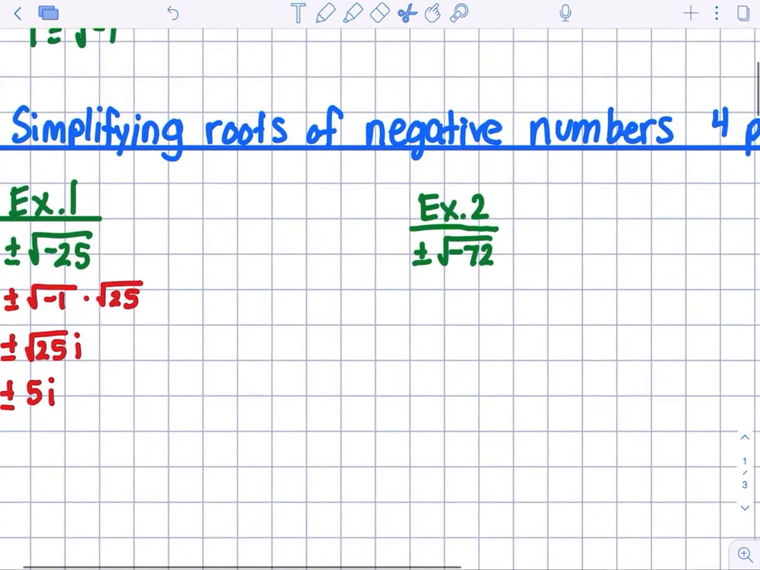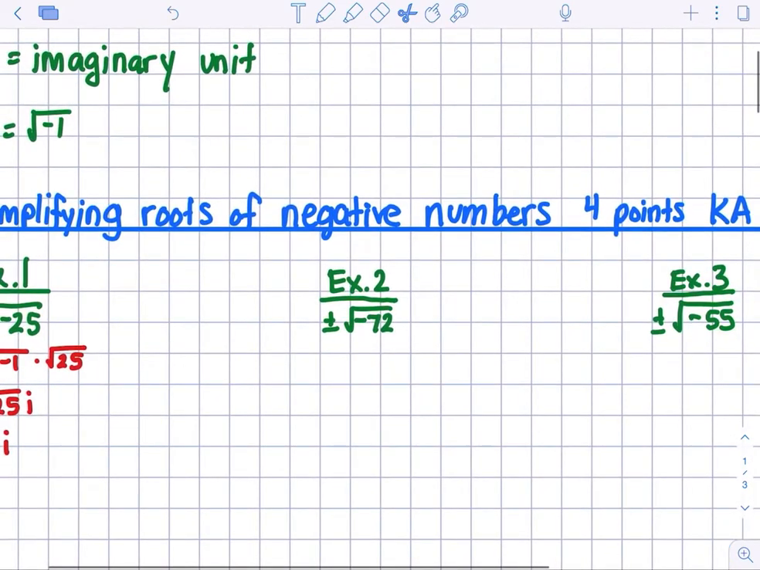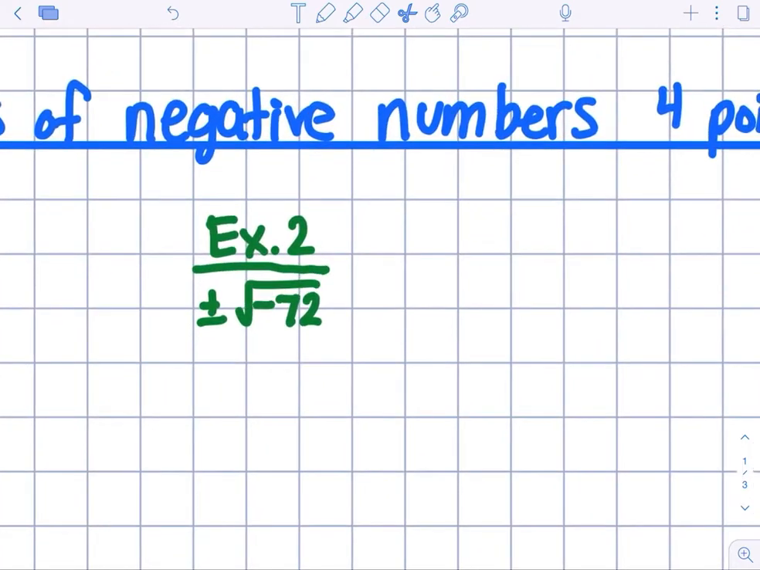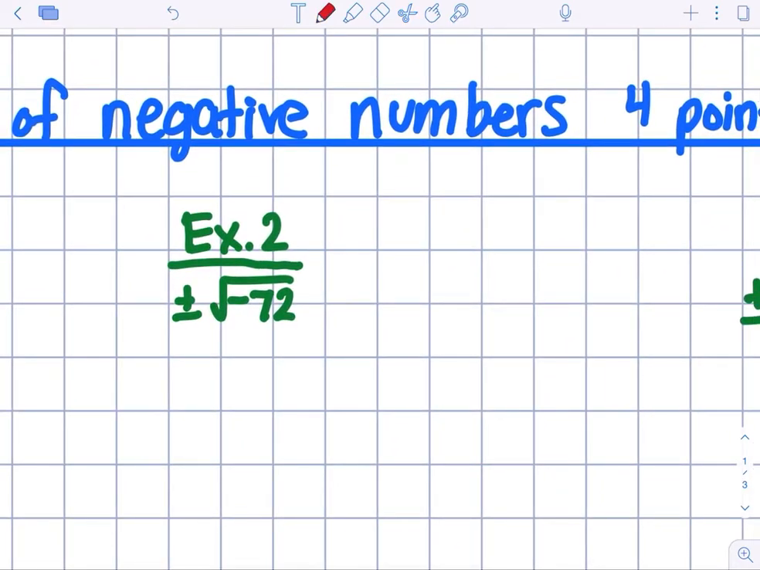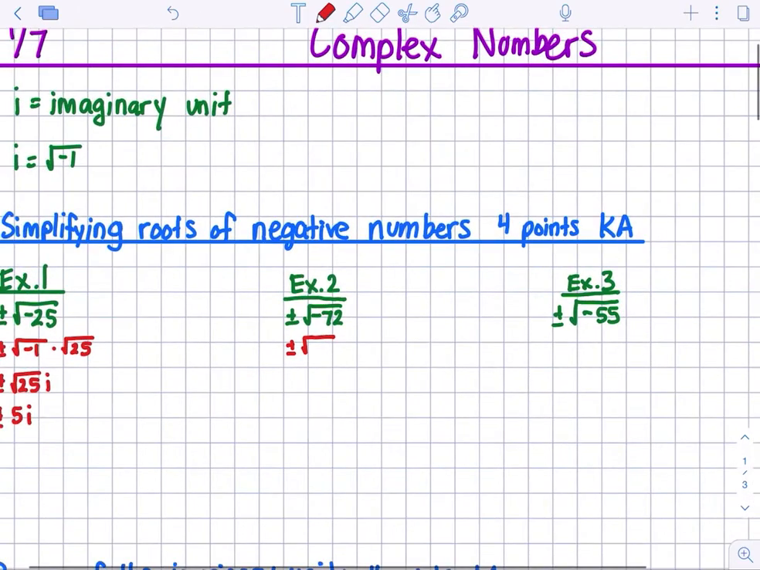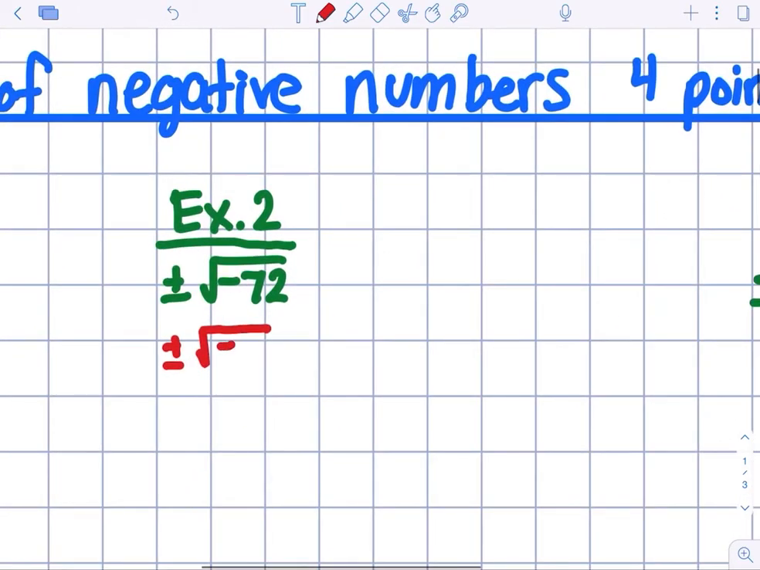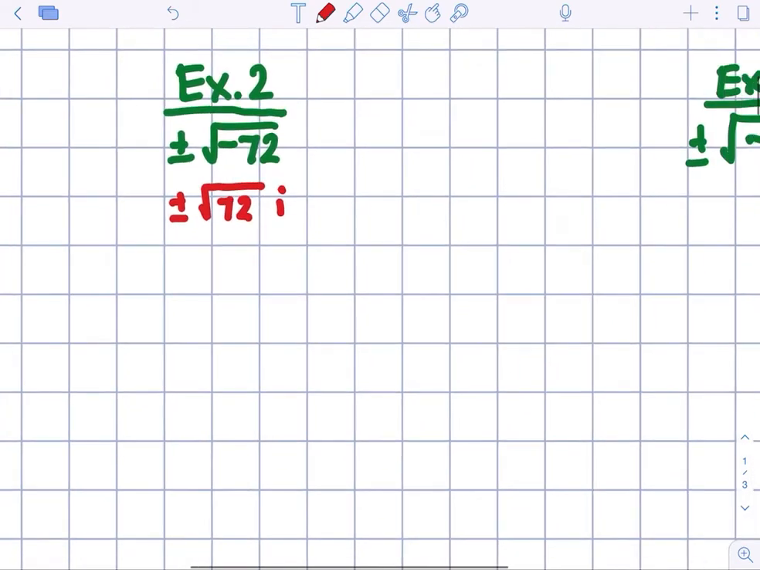Now let's take a look at this one. Okay, example 2. Now remember, the i is the square root of -1. So we're going to do plus or minus. Now we know the square root of -1 is i. So let's just take out the -1 and put it on the outside as i. Okay? Notice how there's no more negative sign. The square root of that negative sign just becomes the i on the outside. And then you just simplify this like usual.